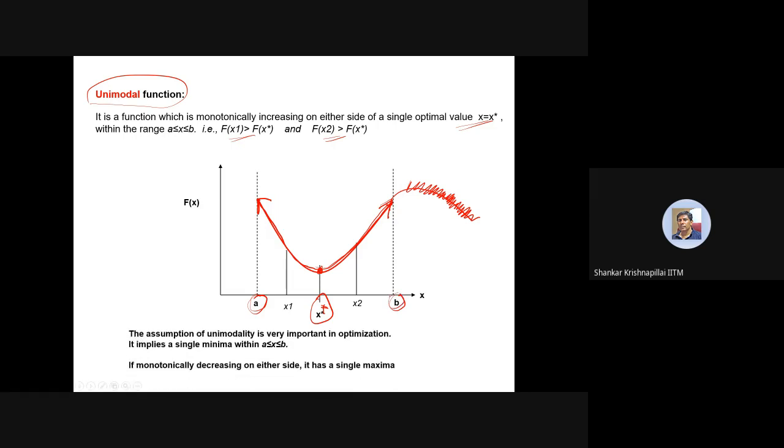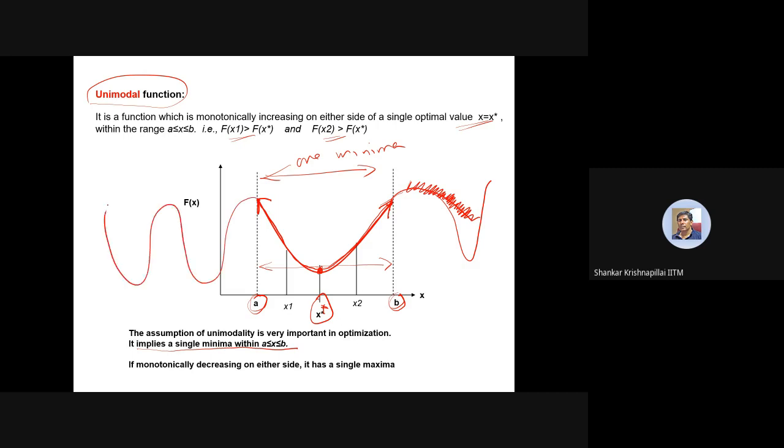So what is the significance of a unimodal function? Unimodality means the function has only a single minima between A and B. So it has only one minima within this range A to B, that is, within the range we are trying to do optimization. Outside this range, it can have many other local minima also.